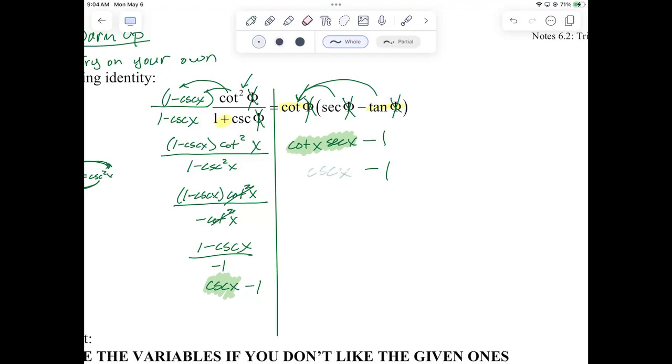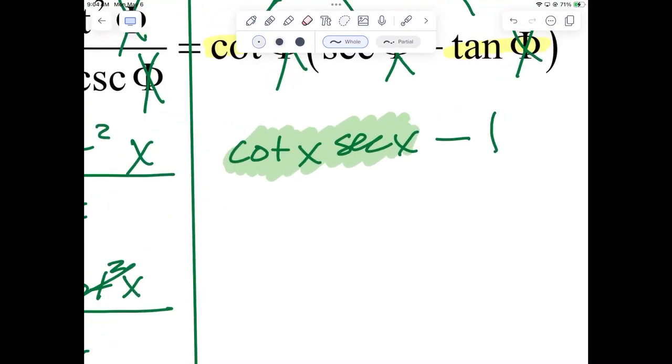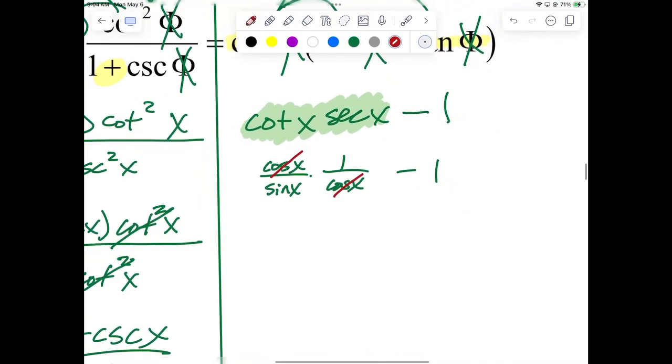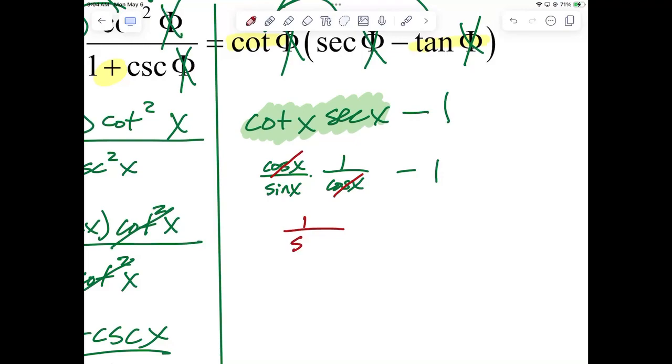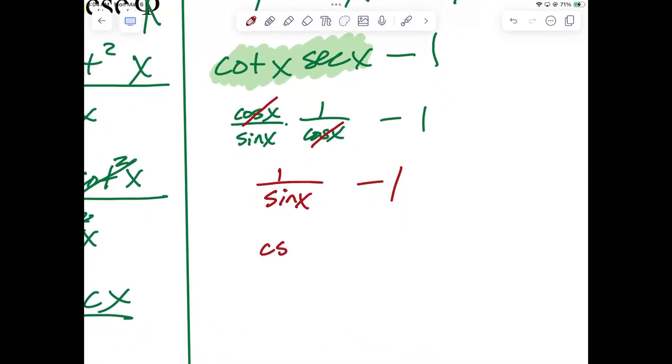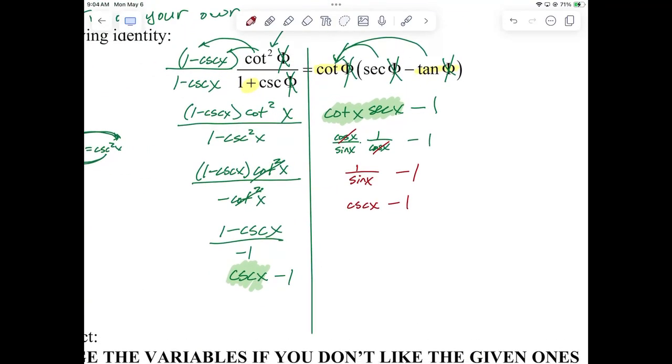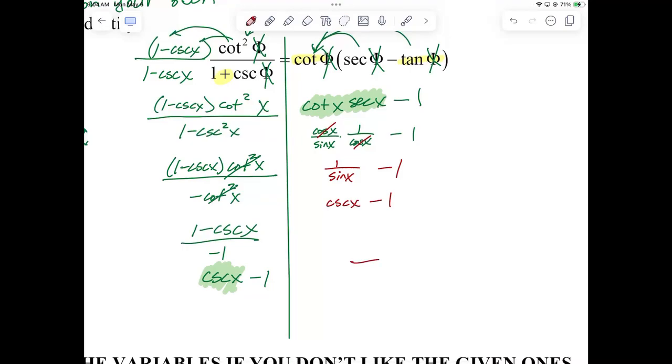What did we learn last week if you want to know how 2 functions simplify down and they're not in terms of sine and cosine? Put it in terms of sine and cosine. This is cosine x over sine of x times secant of x, which is 1 over cosine of x. What happens with the cosines? They divide out. We're left with 1 over sine of x minus 1. And what's another name for 1 over sine of x? Cosecant of x. Now, do the bottom lines look the same? Yes, so now we're done.